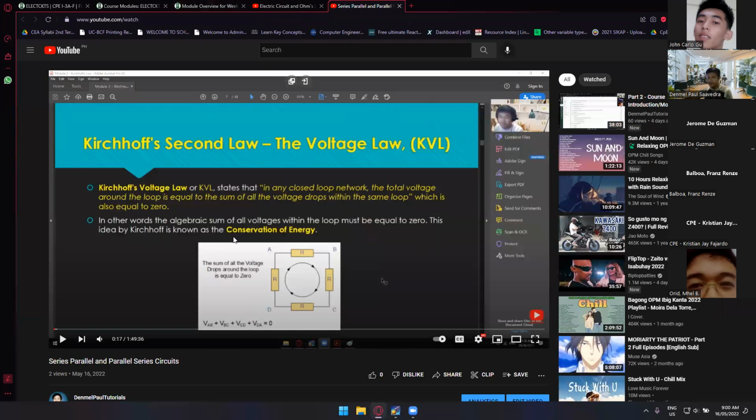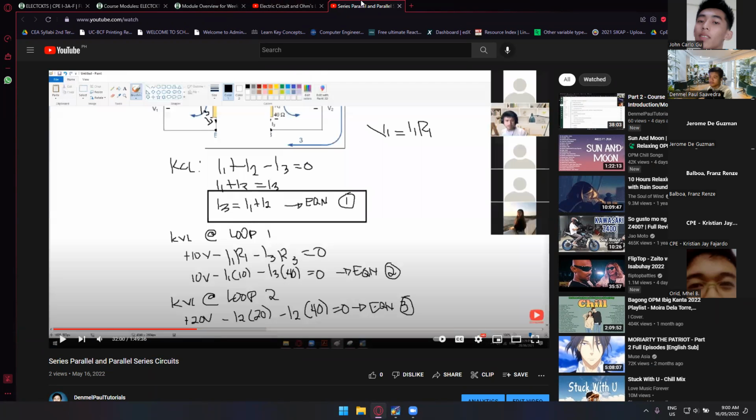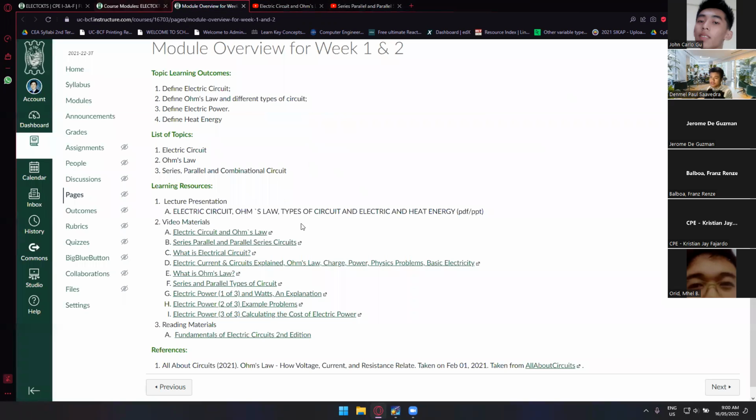Similarly with the second module, which covers Kirchhoff's law, the series-parallel, and then the parallel-series circuit topic. All right. And then the rest is for the C to I.